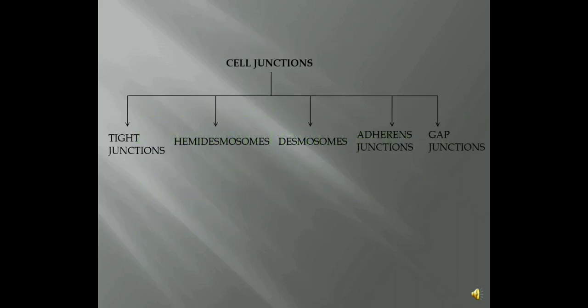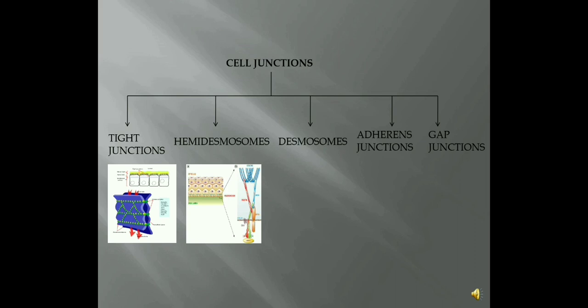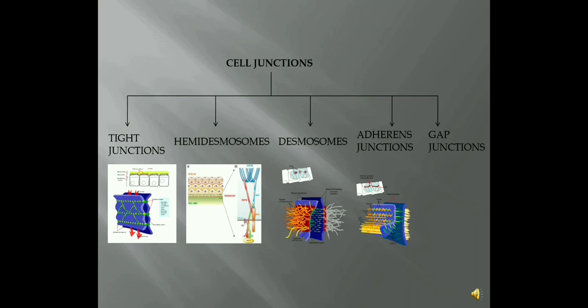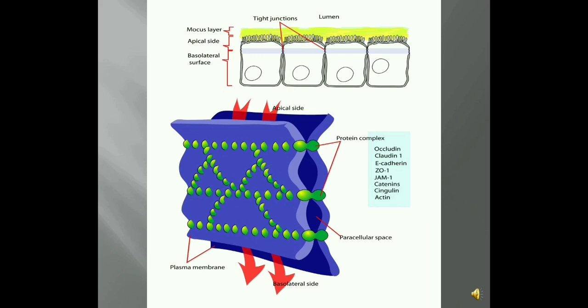Here you'll find cell junctions are of different types, that is, tight junctions, hemidesmosomes, desmosomes, adherens junctions, and gap junctions. Now let's see the details of each junction. Let's start with the first one, that is tight junctions. These junctions maintain cell polarity. They prevent lateral diffusion of proteins and ions. That means they do not allow proteins and ions to enter inside. And they tightly hold the cells from the lateral sides.